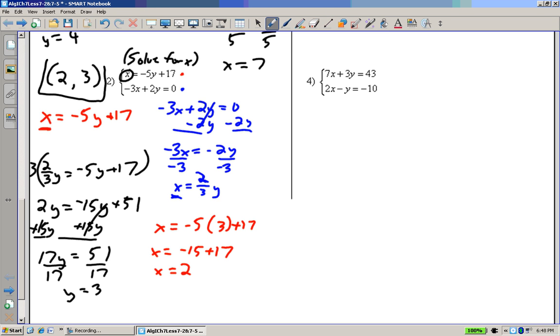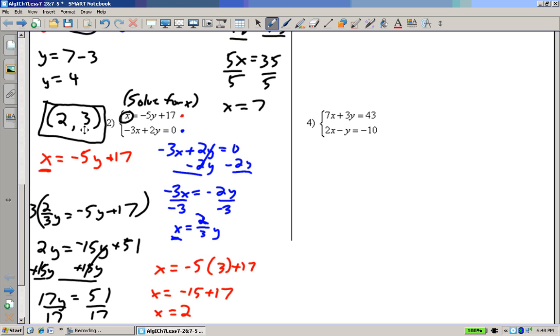And there's my solution. Now, what exactly does the solution do? Well, you'll notice, and I'll let you do this on your own, if you were to plug in 2 for x and 3 for y in each of these equations, you will get a true statement. That means that the ordered pair 2, 3 is a solution to both equations.